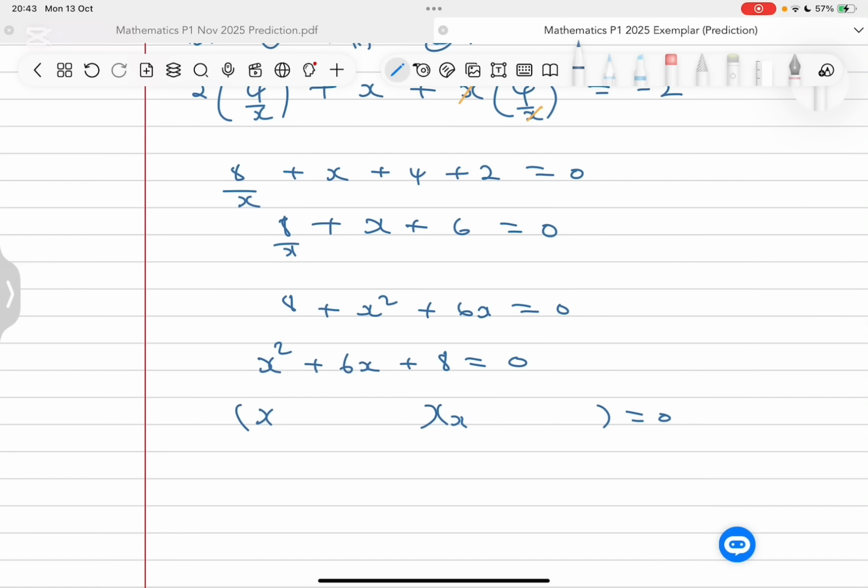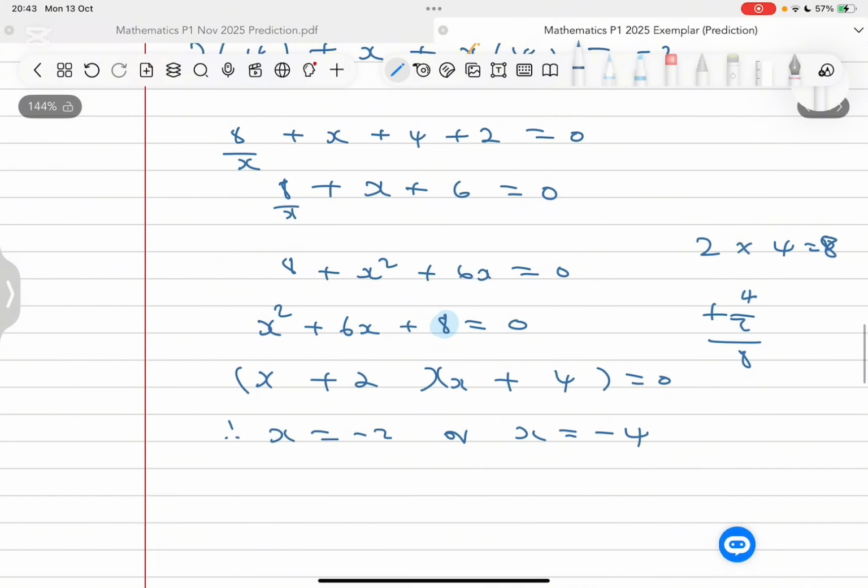The products of the factors of 8 would really be a 2 and a 4 would give me an 8. And here I have a positive and a positive. So that means if I add, 4 plus a 2, I should get an 8. So both of them are positive. So I'm going to have a positive 2, a positive 4. And this would then mean that my x should be equals to negative 2, or x should be equals to a negative 4.